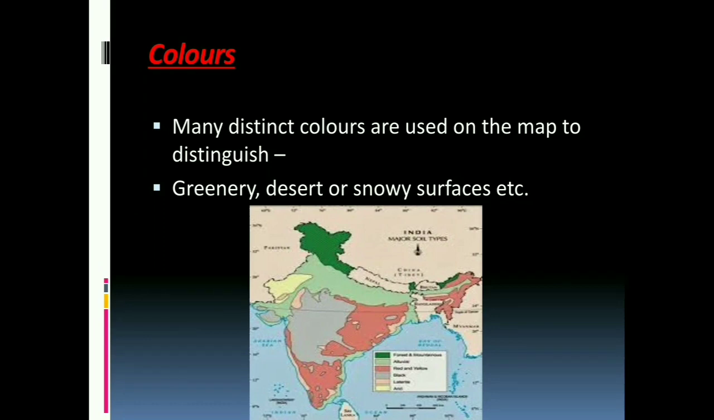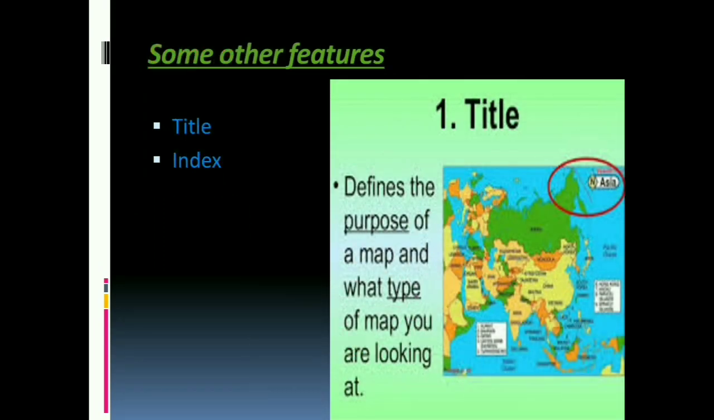Some other features, mainly title and index. Maps also have a title. It would state what kind of information is provided in the map. It will have a certification that it is correct as per some survey or by some authority. Any map which covers a part of a region has a marking as to which portion of the area the map covers and which map should be joined on the sides to extend the study into neighboring regions beyond the particular map.